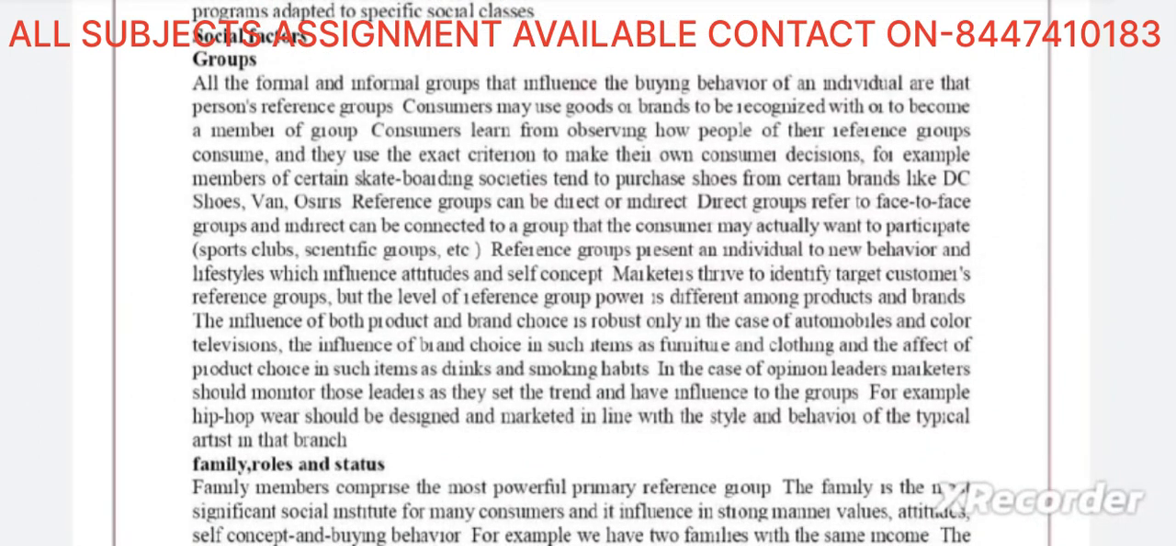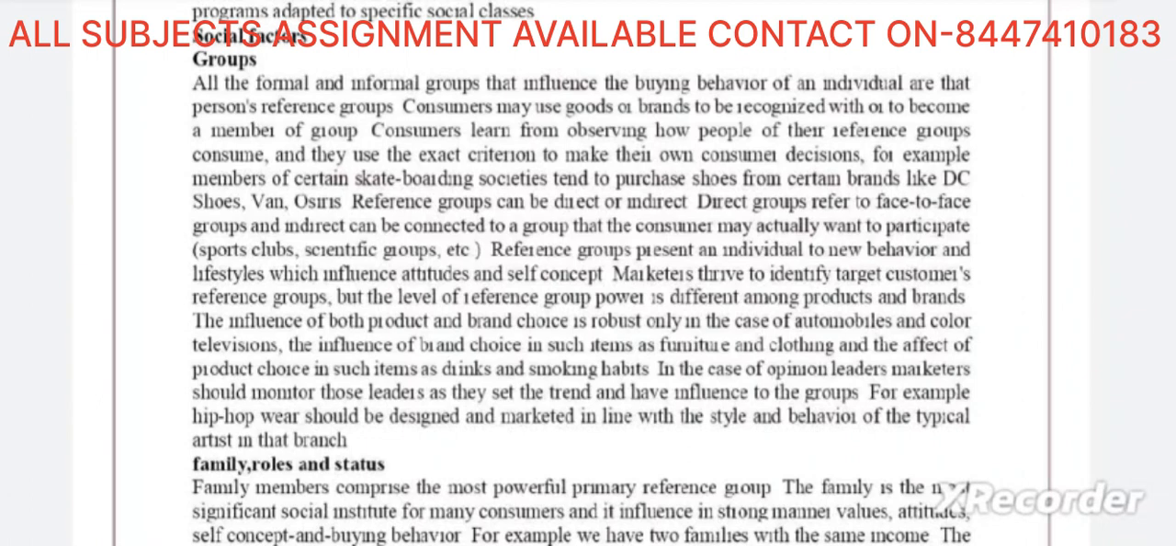Social factors: groups. All the formal and informal groups that influence the buying behavior of an individual are that person's reference groups. Consumers may use goods or brands to be recognized with or to become a member of a group. Consumers learn from observing how people of their reference groups consume, and they are the exact criterion to make their own consumer decisions. For example, members of certain skateboarding societies tend to purchase shoes from certain brands like DC Shoes.